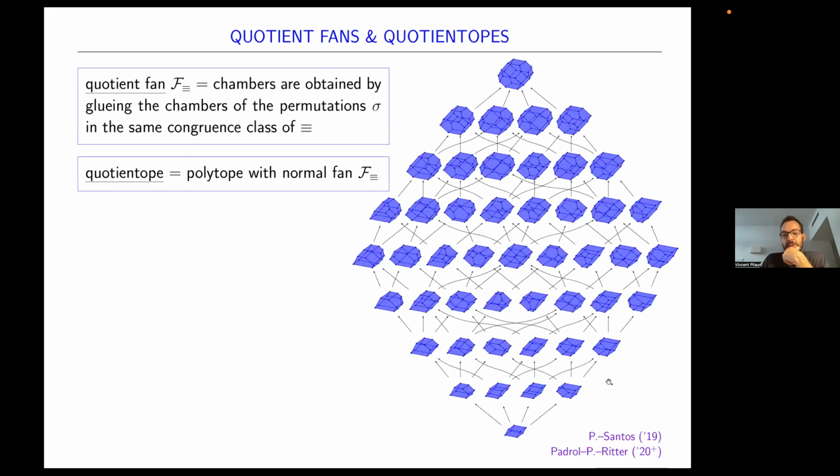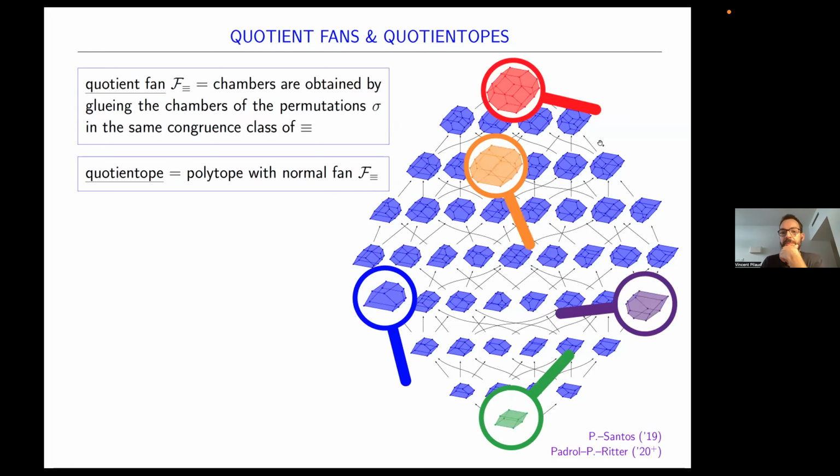Okay, so now Reading proved, Reading is not cited in this slide, it's a mistake, so Reading proved the first theorem. He proves that when you have a lattice congruence of the weak order, any lattice congruence, and you play the same game we played with the Sylvester congruence, so you glue together the chambers corresponding to permutations in the same congruence class, what you get is a fan. So with the Sylvester congruence, we got the Sylvester fan. And we proved with Santos, and then in a better way, I think, with Pilaud and Ritter, that any such fan is the normal fan of a polytope. So exactly as we constructed the associahedron, you can construct a quotientope for each lattice congruence.